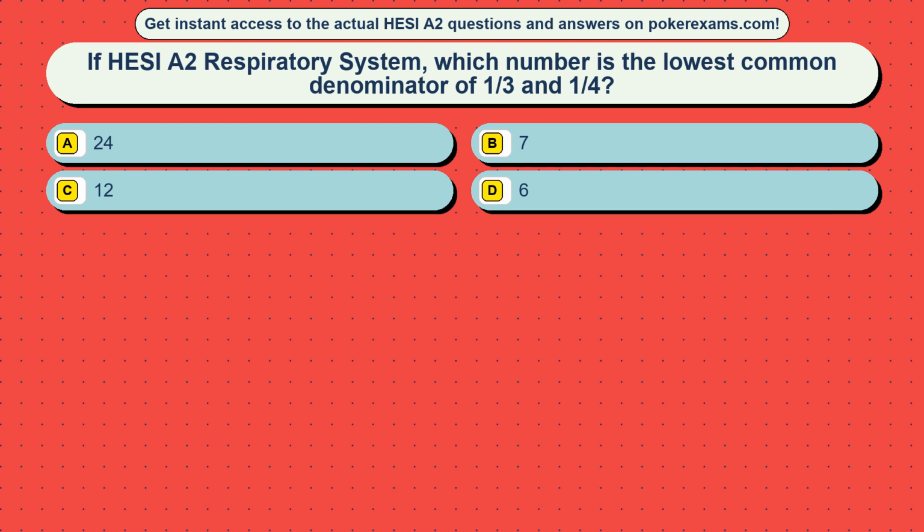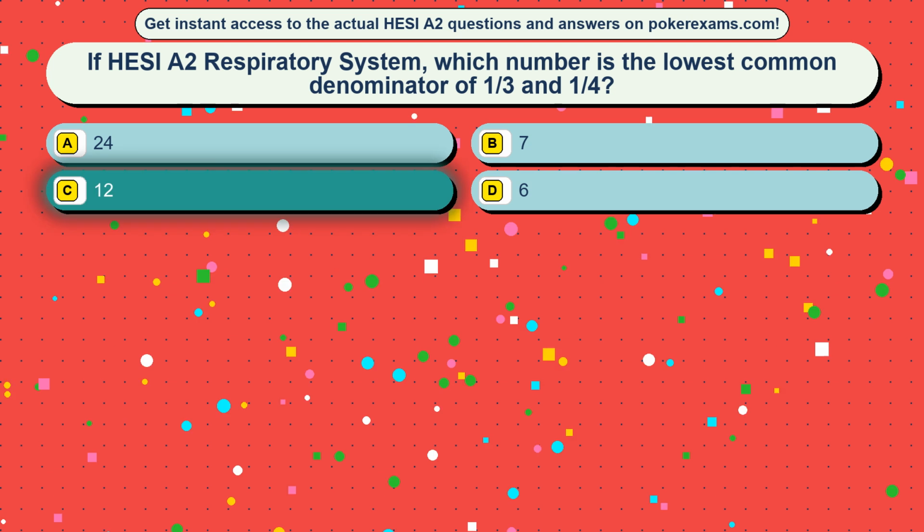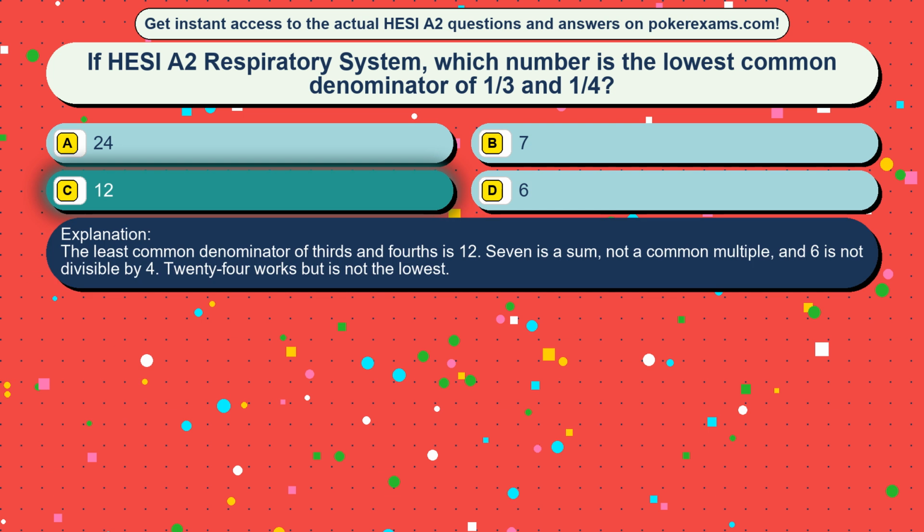Question 40. If HESI A2 respiratory system, which number is the lowest common denominator of 1/3 and 1/4? Option A, 24. Option B, 7. Option C, 12. Option D, 6. The correct answer is option C, 12. The least common denominator of thirds and fourths is 12. 7 is a sum, not a common multiple, and 6 is not divisible by 4. 24 works but is not the lowest.